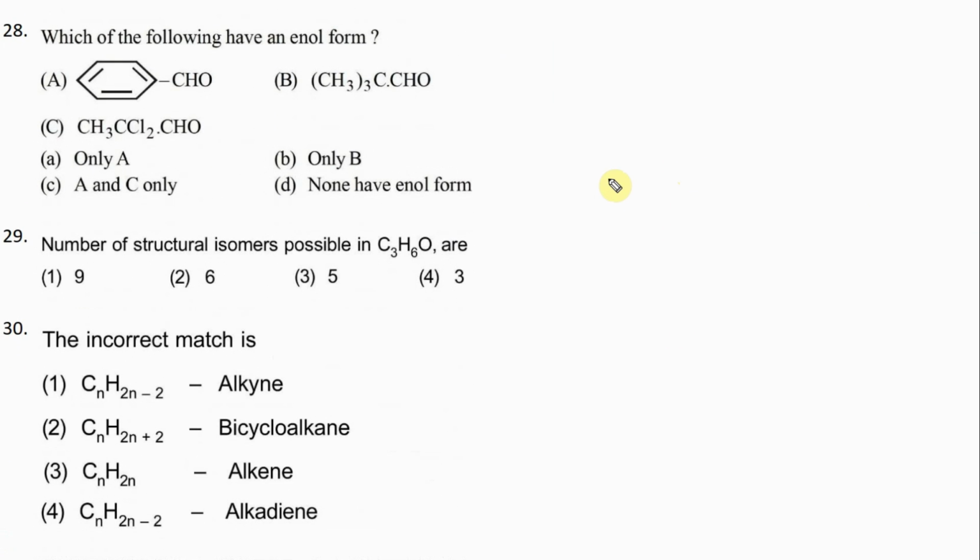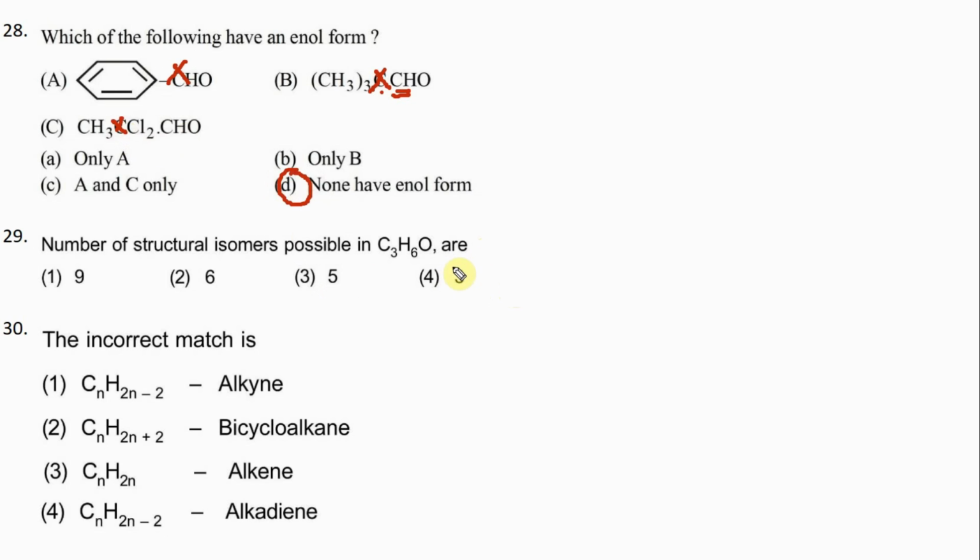The next one is simple. Which of the following can have an enol form? For an enol form, we need an alpha hydrogen. The carbon next to the double bond is the alpha carbon, and there is no hydrogen. So no. None of them have an enol form.